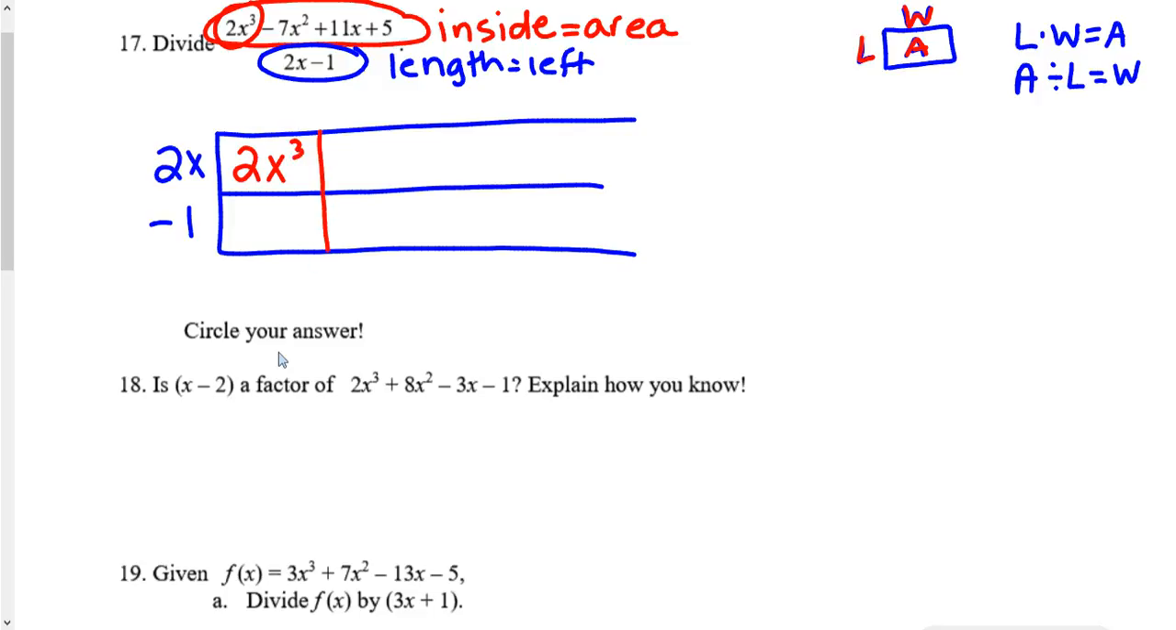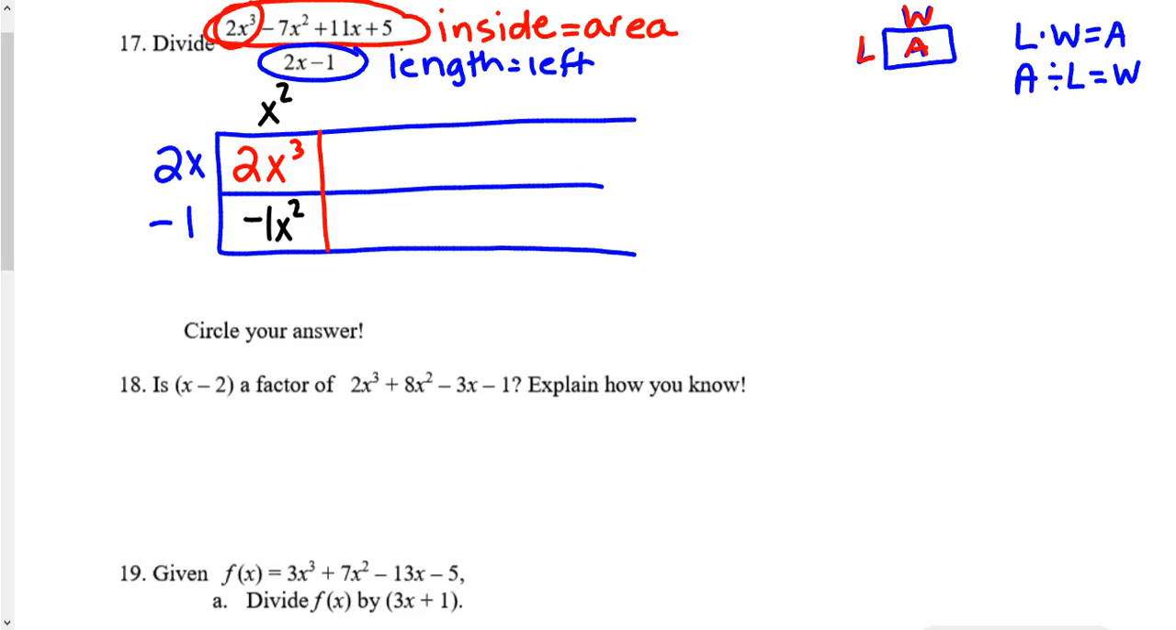So I'm just going to put that inside because that's where it belongs. And now I'm going to start to work to figure out what else I know. Well, if this was 2x cubed, then what must have been on top when I multiply this times 2x, it has to give me 2x cubed. So this must have been an x squared. Then if I know that's an x squared times negative 1 is negative 1x squared. That's what would be down here.